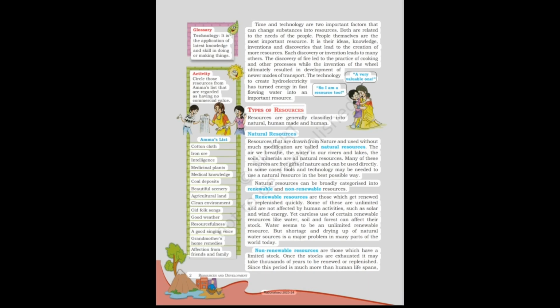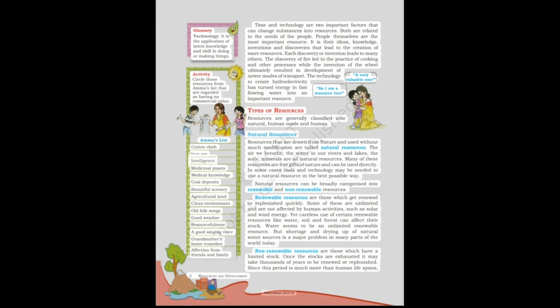Types of resources. Resources are generally classified into natural, human-made and human. Natural resources. Amma's list. Cotton cloth. Iron ore. Resources that are drawn from nature and used without much modification are called natural resources. The air we breathe, the water in our rivers and lakes, the soils, minerals are all natural resources. Many of these resources are free gifts of nature and can be used directly. In some cases, tools and technology may be needed to use a natural resource in the best possible way.